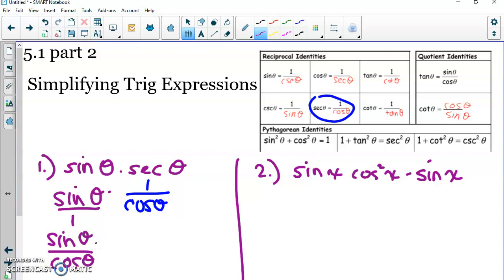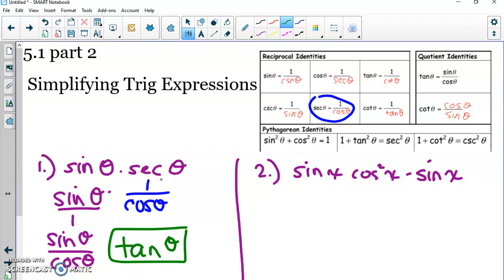Pause and think, is there any trig function that represents sine theta over cosine theta? If you said tangent, you are correct. So this is tangent of theta. So that expression simplifies to tangent of theta. So you can use the reciprocal identities to help you rewrite everything in terms of sine and cosine. That works out really well when you have a product.